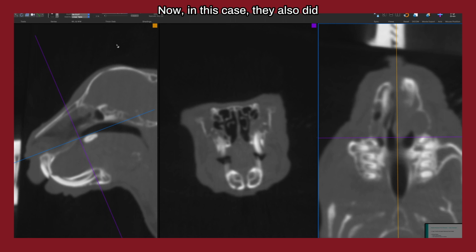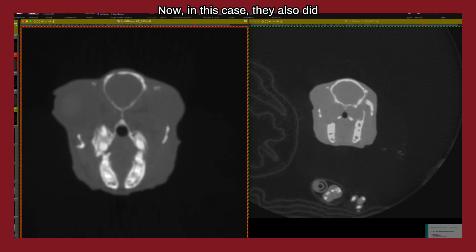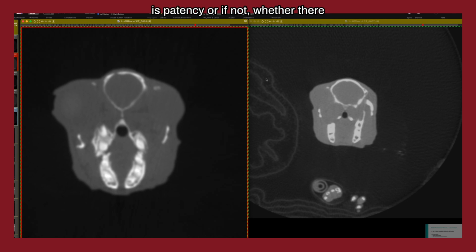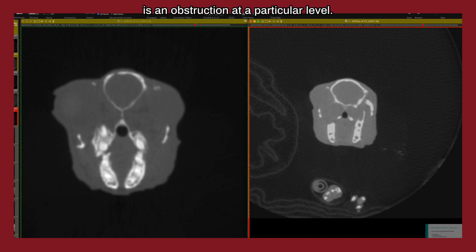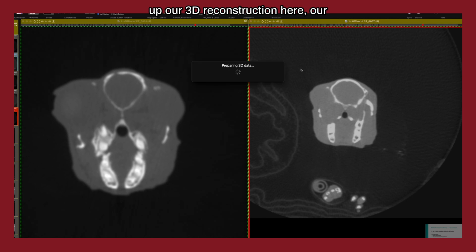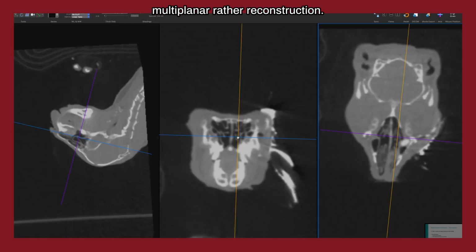Now, in this case, they also did a dacryocysto-rhinography. So essentially, you can cannulate the medial canthus of the orbit and infuse about 0.5 to 1 milliliter of contrast agent into the nasolacrimal duct in order to establish whether there is patency, or if not, whether there is an obstruction at a particular level. So we have that here on the right side of the screen, and again, I am going to bring up our 3D reconstruction here, our multiplanar reconstruction.